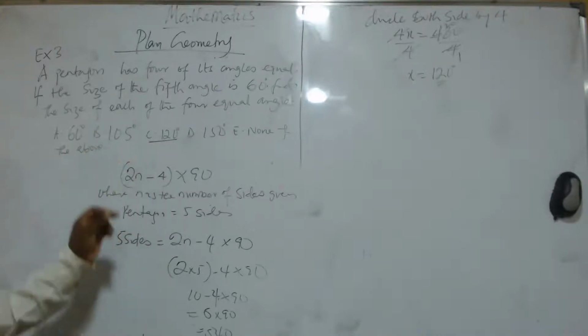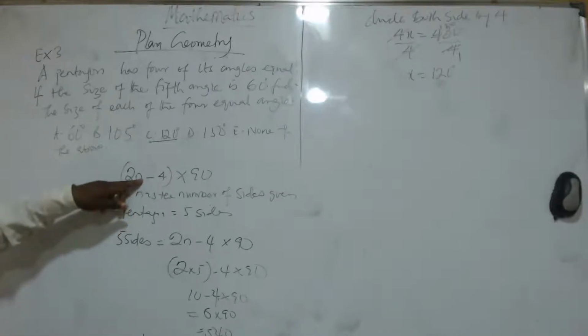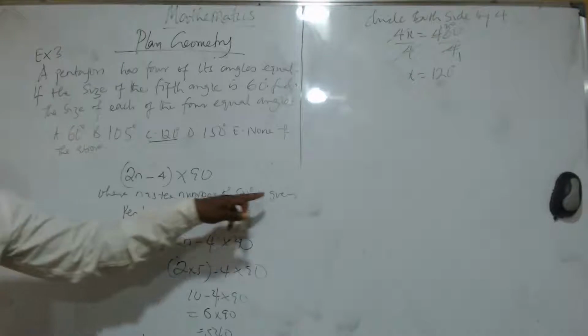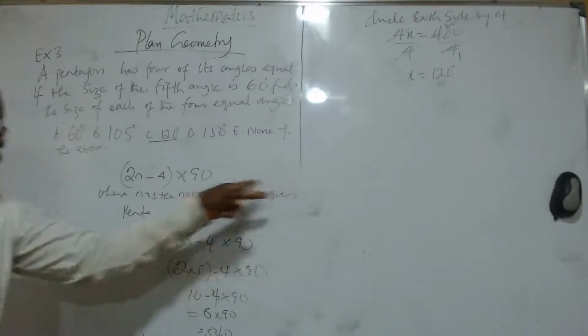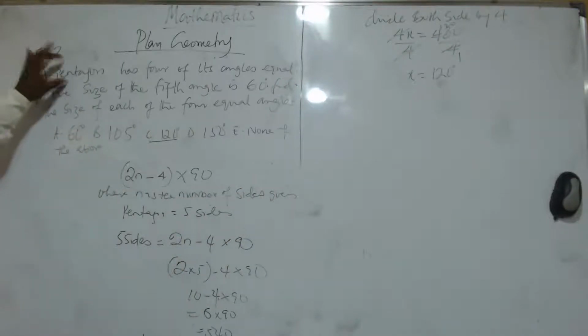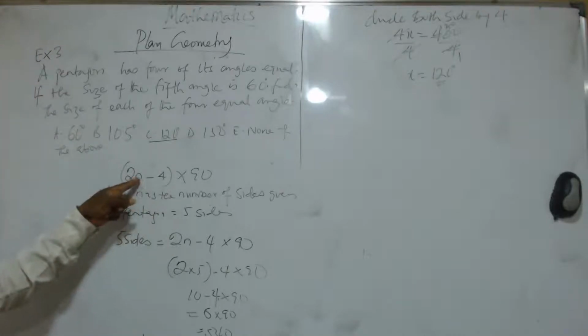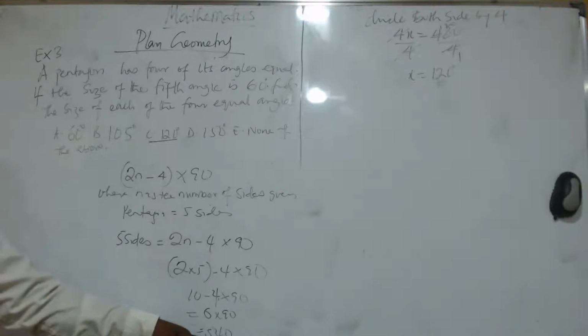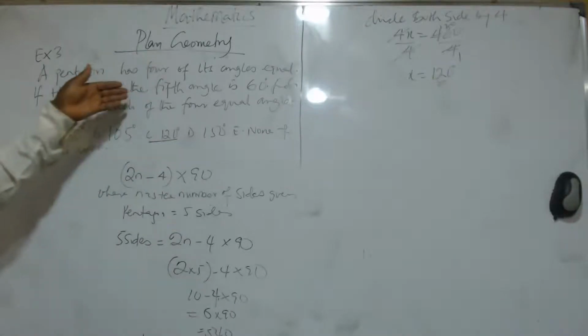And that's what we did. We now say the value of n, we don't know. But n is the number of sides of the given polygon. Since you are having a pentagon, and a pentagon has 5 sides, we know the value of n to be 5. And we work it out to get 540.